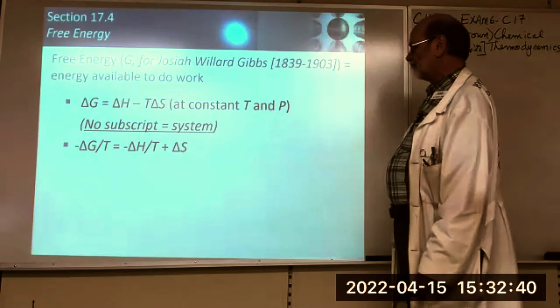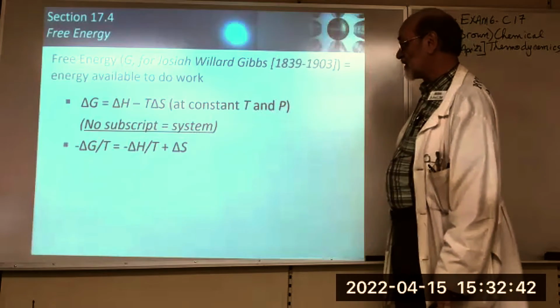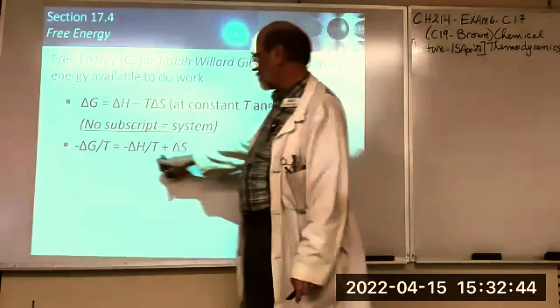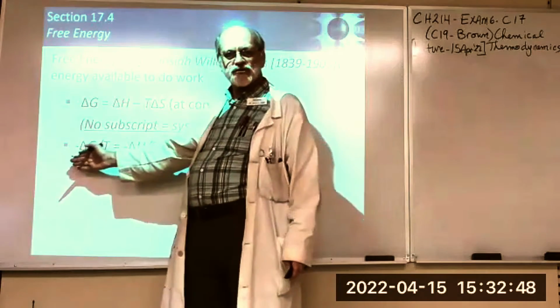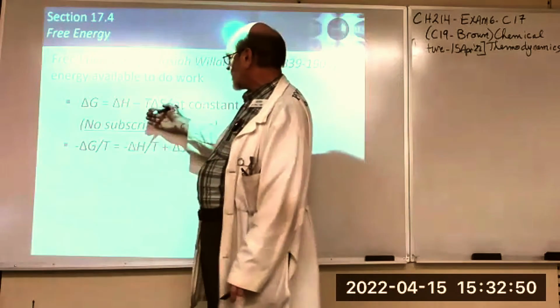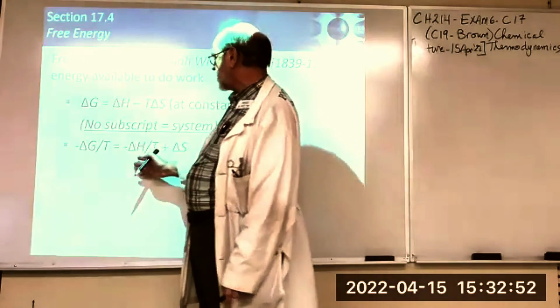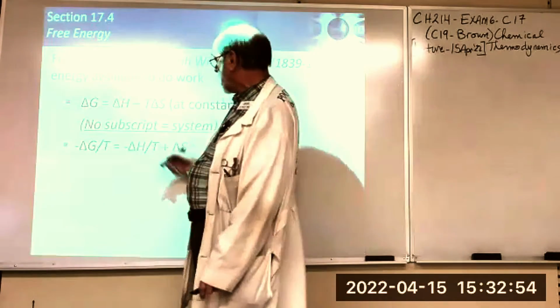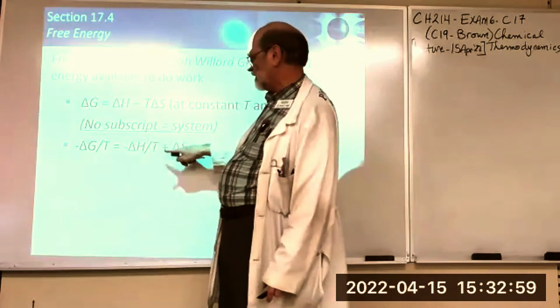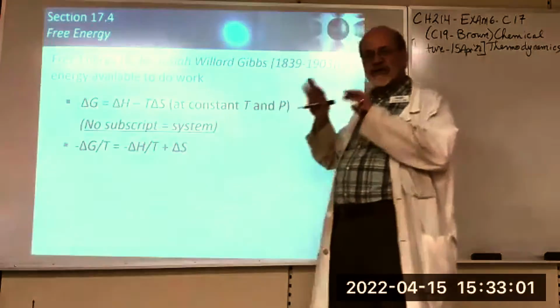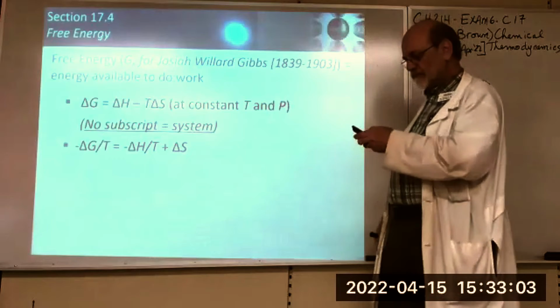Okay. This is another way of expressing it. You can write it this way. All we've done is divide the whole thing through by temperature, so temperature cancels out. Now you've got temperature here, you've got temperature there. We're also going to divide through by negative temperature, so that makes this one positive. That's all that's happened. It's just an algebraic manipulation.